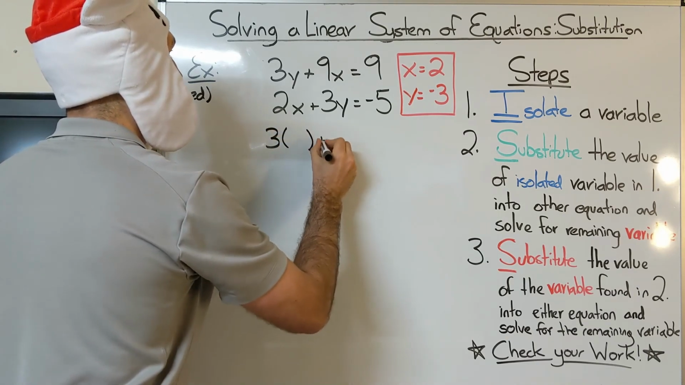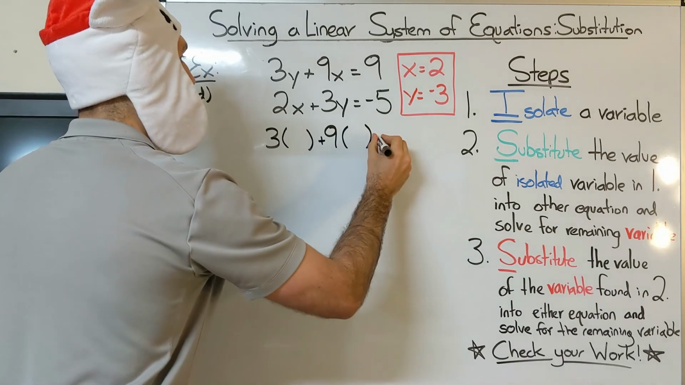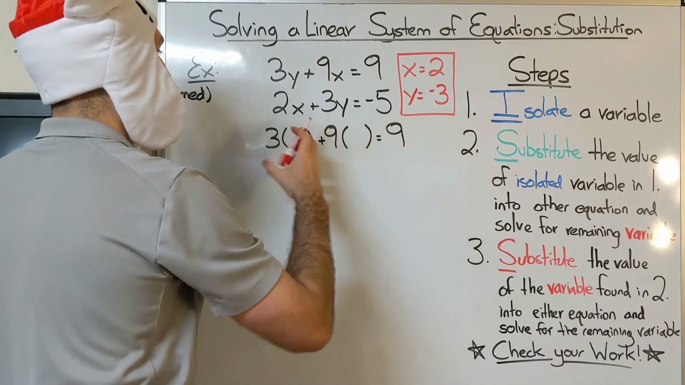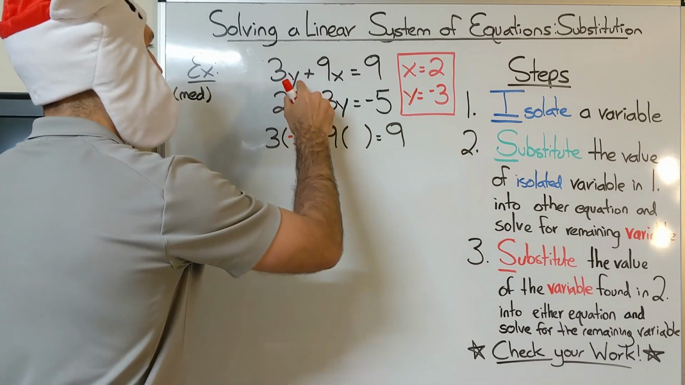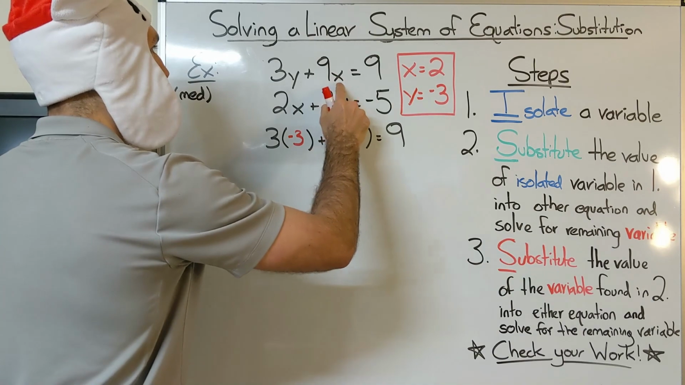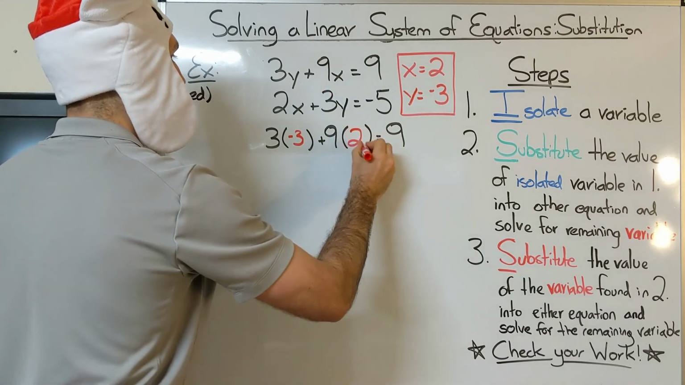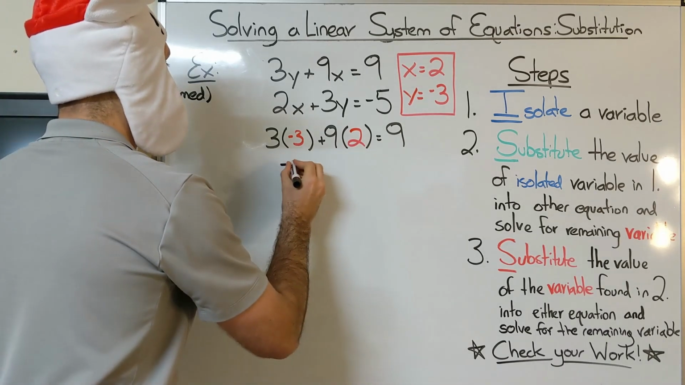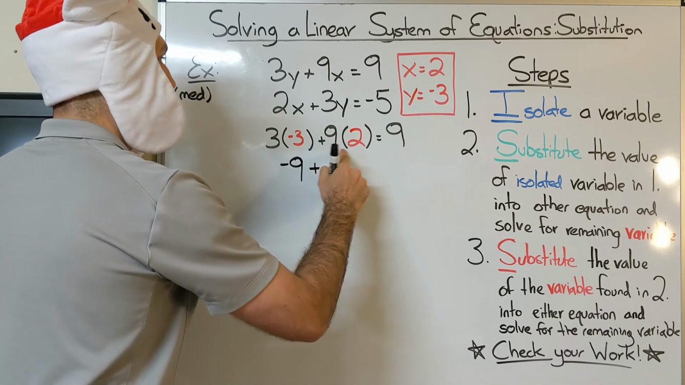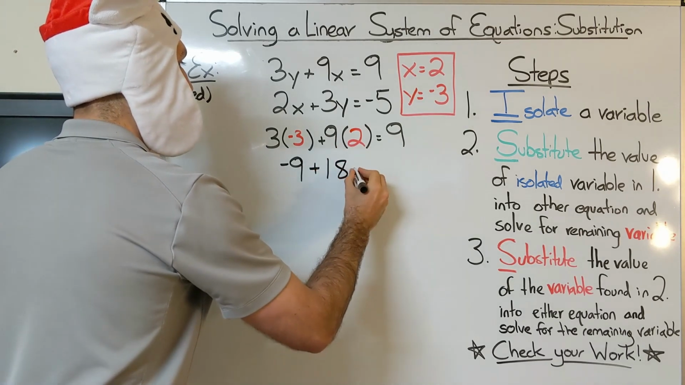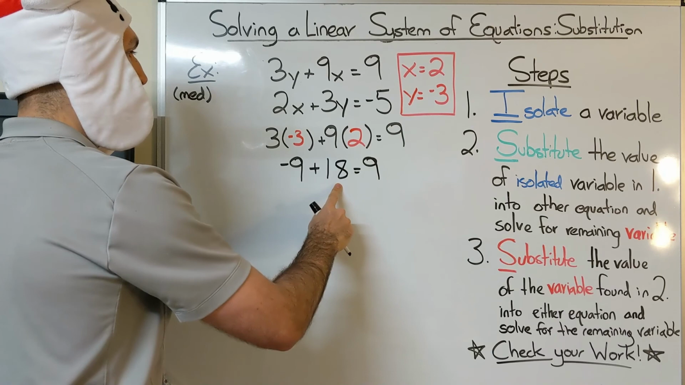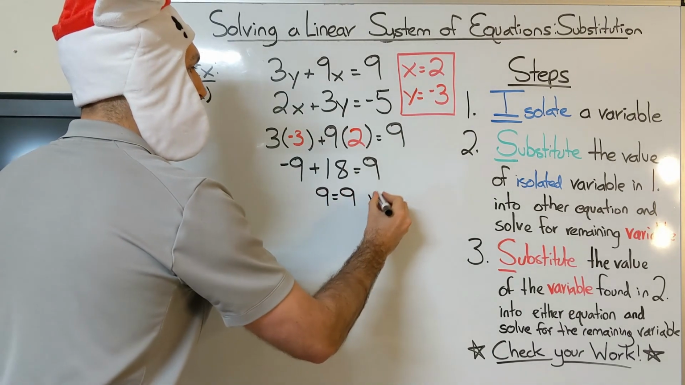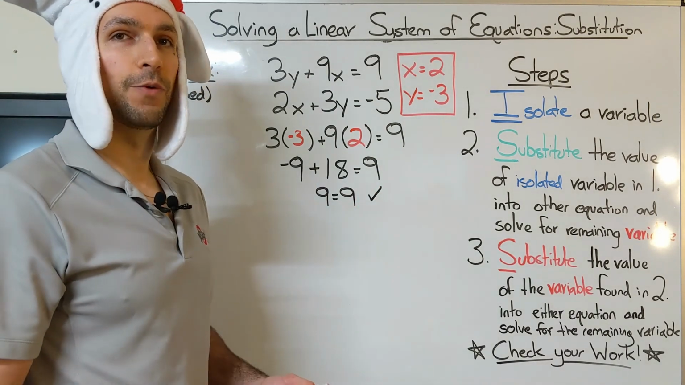3y plus 9x equals 9. Substituting in the value of y to be negative 3. So instead of this y, I'll be writing negative 3, and the value of x to be 2. Let's confirm that this is a true statement. 3 times negative 3 is negative 9, plus 9 times 2 is 18 equals 9. 18 and negative 9 make positive 9, which is equal to 9. So we know that this is true for our first equation.